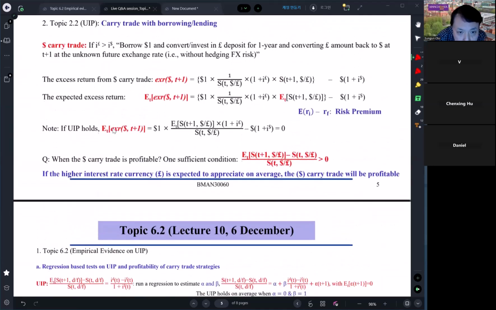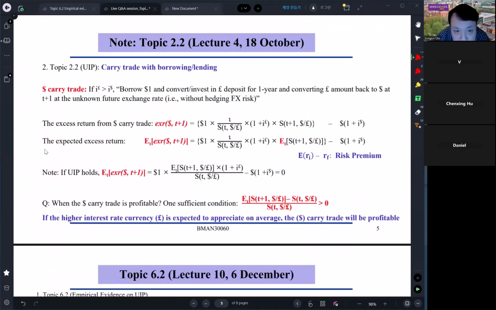Then I want to briefly mention this one. When the pound interest rate is bigger than the dollar interest rate, what is the dollar carry trade? We're going to borrow in dollars, the lower interest rate currency. So borrow the low interest rate currency and invest in the high interest rate currency money market, right? So the excess return looks like this. This is what you're going to pay after one period. So you are borrowing $1, and you have to pay back this amount.